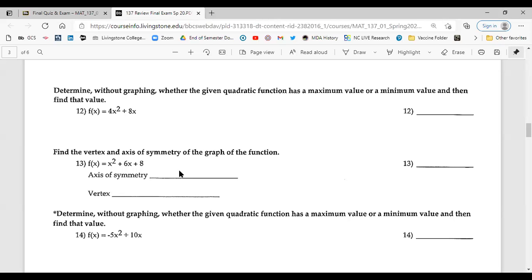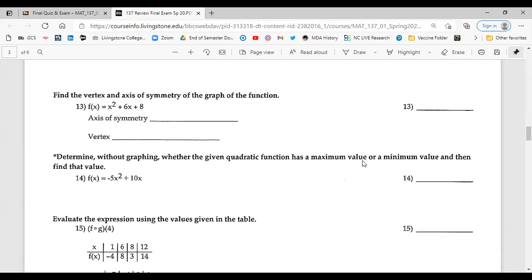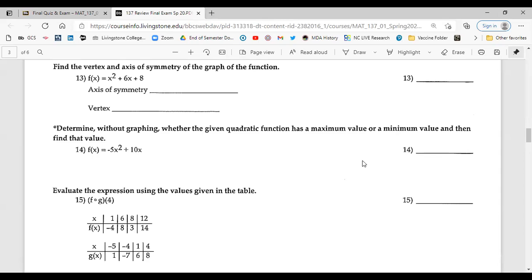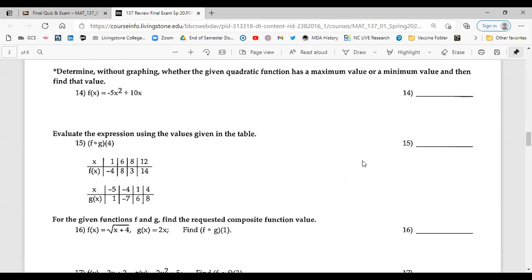Okay. Number 13, find the vertex and axis of symmetry of the graph. Yes, sir. I'm good. We're good. Okay. Excellent. Number 14, determine without graphing whether the given quadratic function has a maximum value or a minimum value, and then find that value. Same process. Same thing. Okay, good.